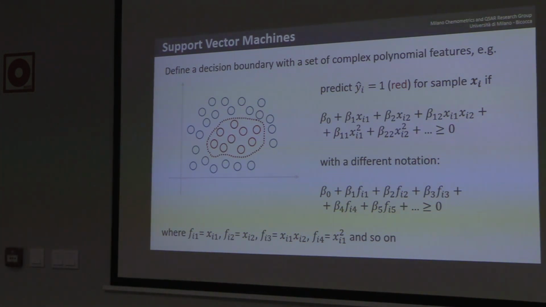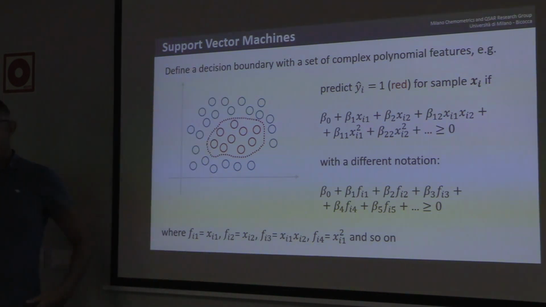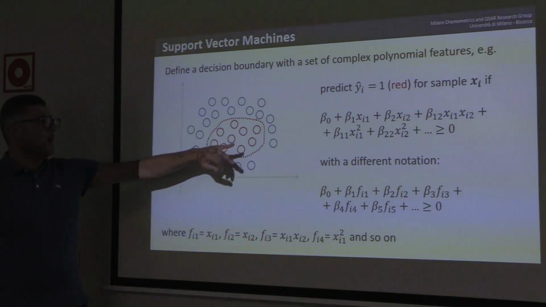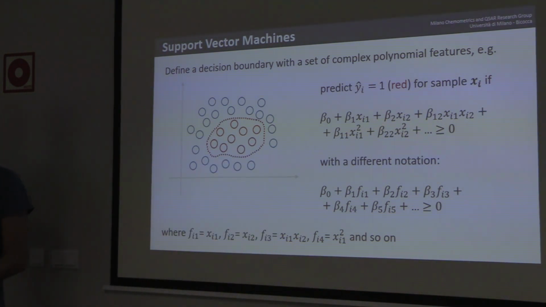So you need a nonlinear boundary. Plus, I didn't say this before, but if you are familiar a bit with classification and you know what class modeling is, like SIMCA, support vector machine can also be used as a class modeling method, so as a one class classifier, but this is another topic. Yes, they can do that. And there is a nice paper of Brereton describing how to do that. Anyway, this is another topic.